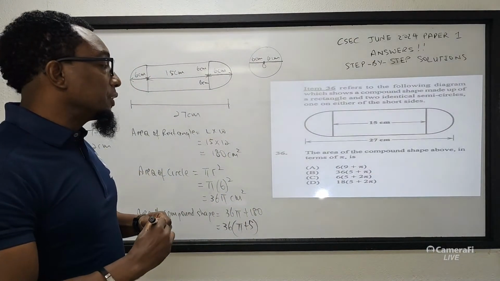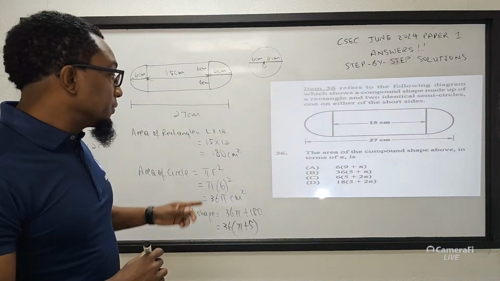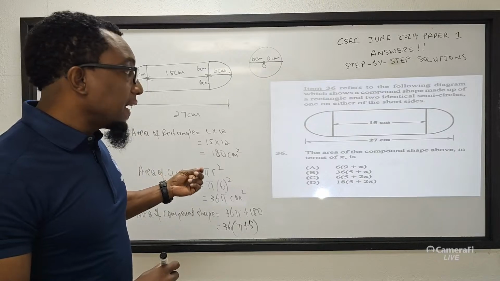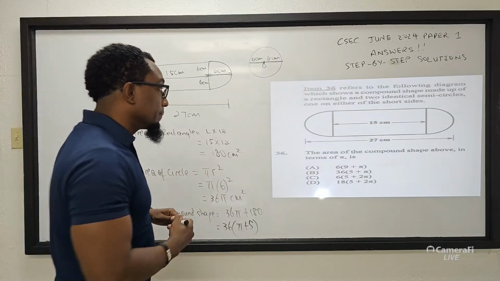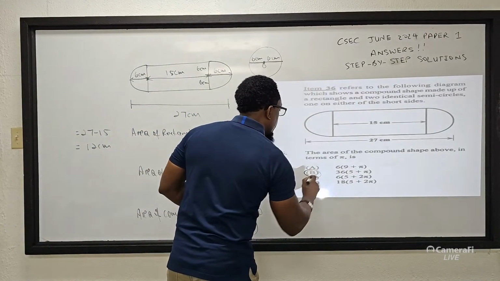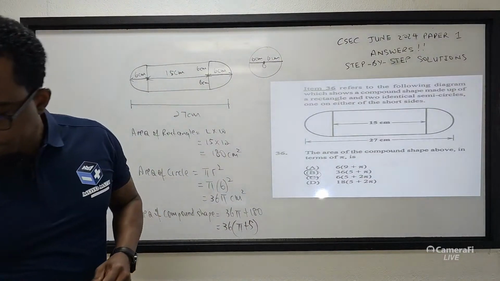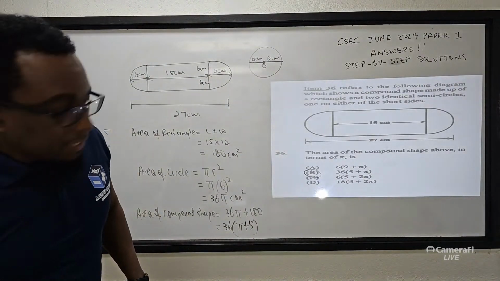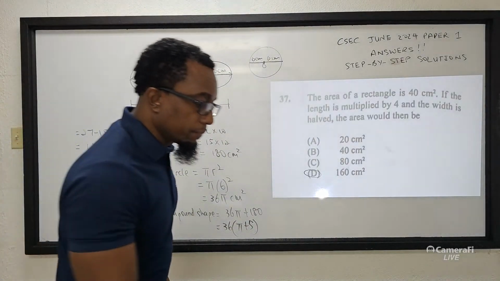So the answer for question 36 will be B. 36 pi plus 5 and 5 plus pi are the same. So this is B. So 36B. Alright, let's look at 37.